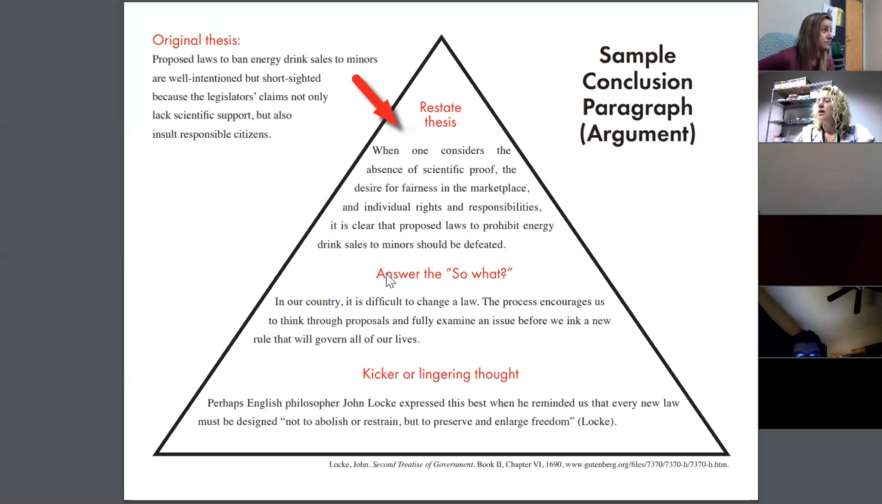Okay, so the so-what part of this: in our country, it is difficult to change a law. The process encourages us to think through proposals and fully examine an issue before we ink a new rule that will govern us all of our lives. The kicker, or lingering thought: perhaps English philosopher John Locke expressed this best when he reminded us that every new law must be designed, not abolished or restrained, but to preserve and enlarge freedom. So this one ended with a quote.